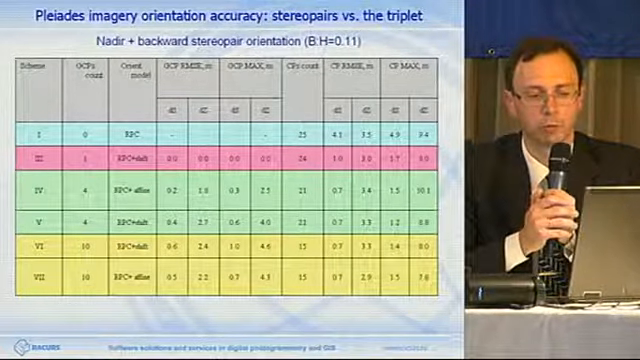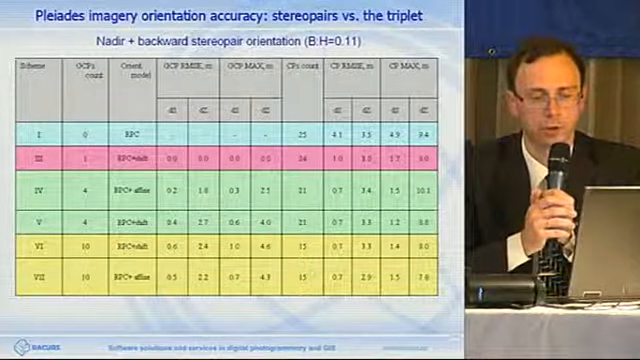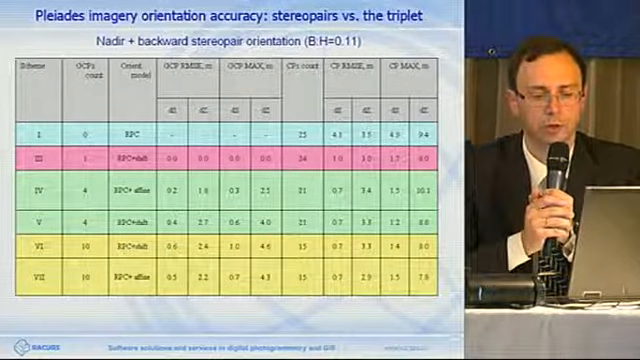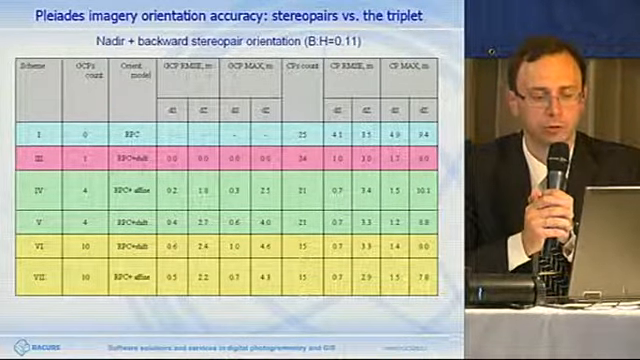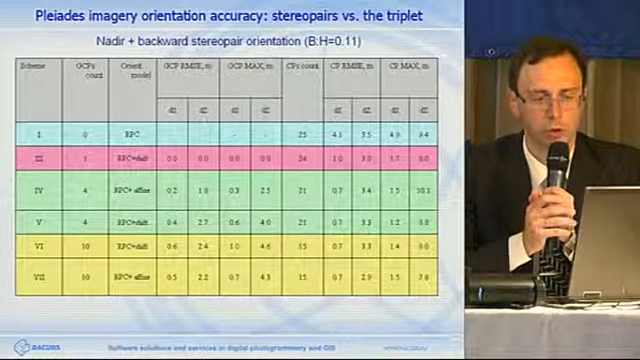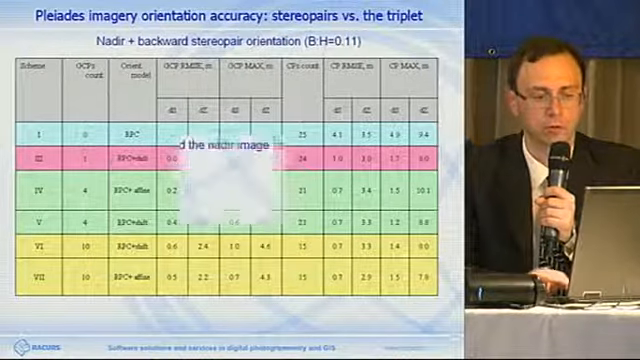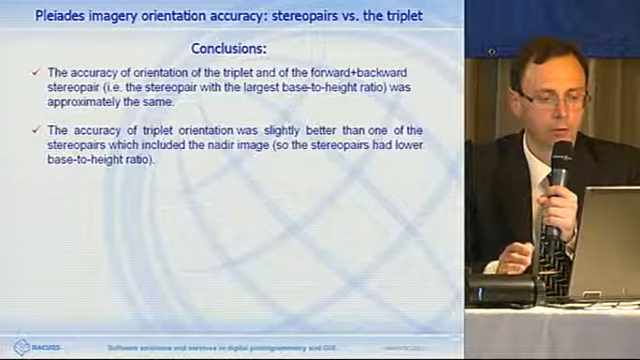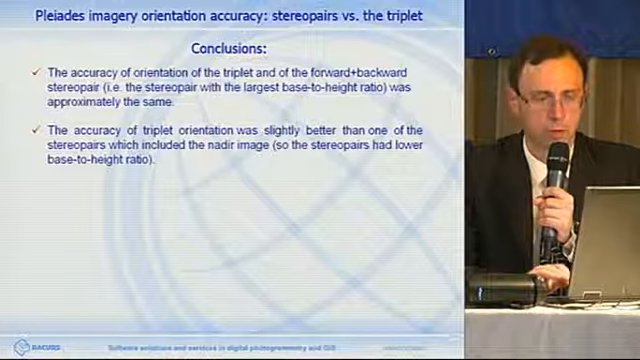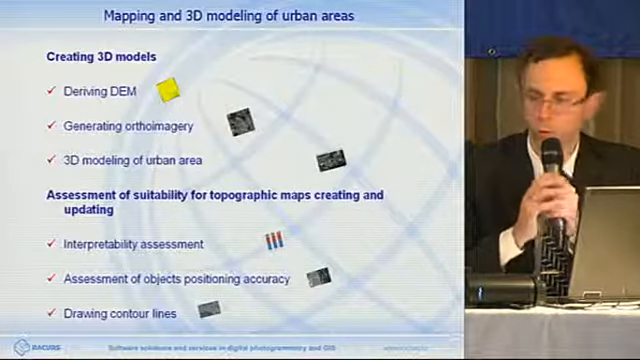And the third stereo pair has a B&H ratio of only 0.1 plus, and its accuracy is even worse. This is a natural result of the low B&H ratio. Here you can see it's written right here.